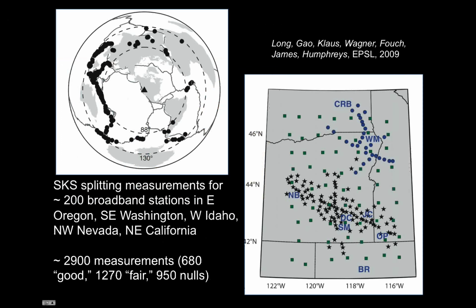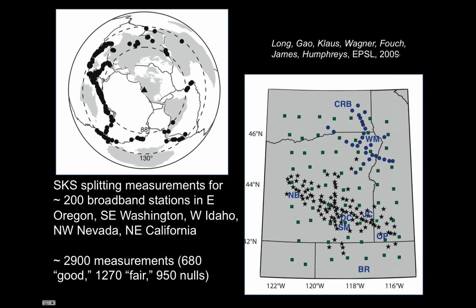So what I'm going to talk about quickly is the character of this shear wave splitting data set that we've put together for the high lava plains broadband stations, the TA stations, which are shown here as the green squares, and also the stations of the Wallowa Mountain experiment, which together, it's over 200 broadband stations covering eastern Oregon, really a terrific combined data set.